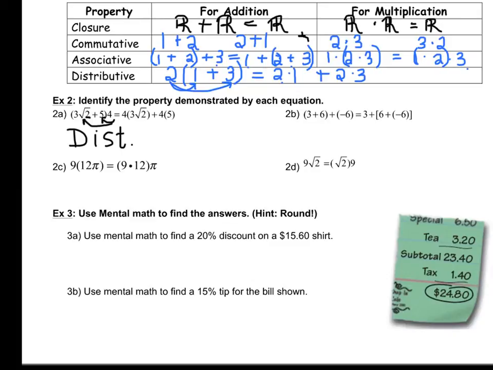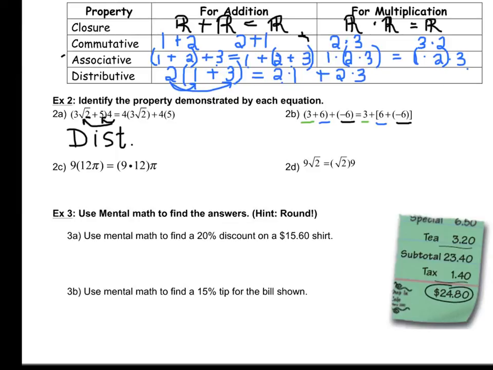Let's look at 2b. I see a lot of numbers here, so I'm just going to try to first pay attention to the order. I see a 3, a plus 6, and then a negative 6. On the other side, I see a 3, a plus 6, a positive 6, and then a negative 6. So I color-coded those so it would be easier to see with the order. It looks like green, blue, black, green, blue, black. The order is the same, so it's making me think associative.